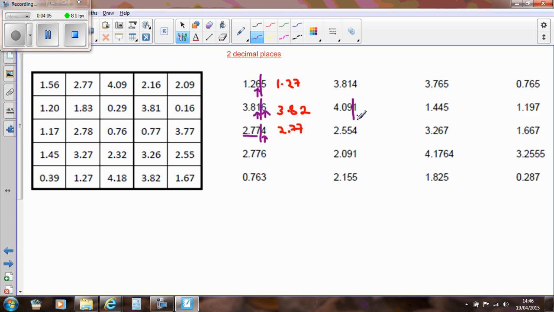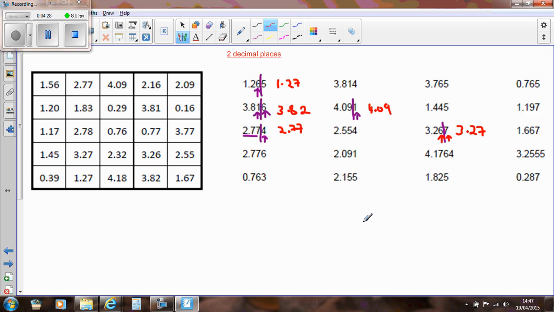This one here, it's a 1, which means again it stays the same because it's below 5. So the answer is 4.09. Let's try this one here. Put the line on. This one is a 7, which means this one's got to go up 1, which means the answer is 3.27.